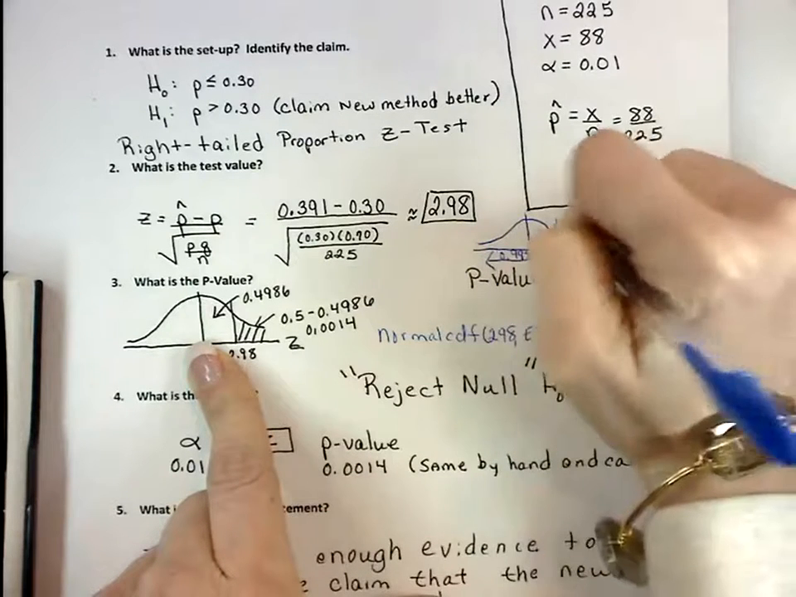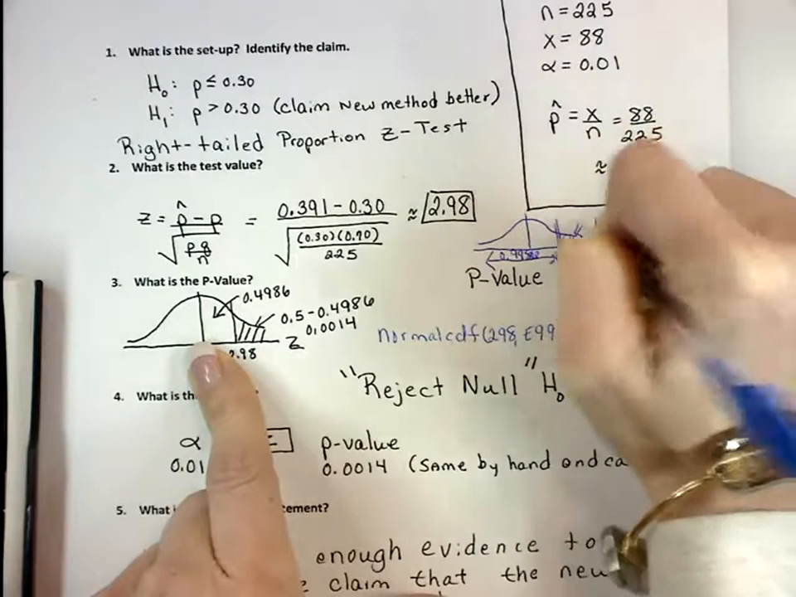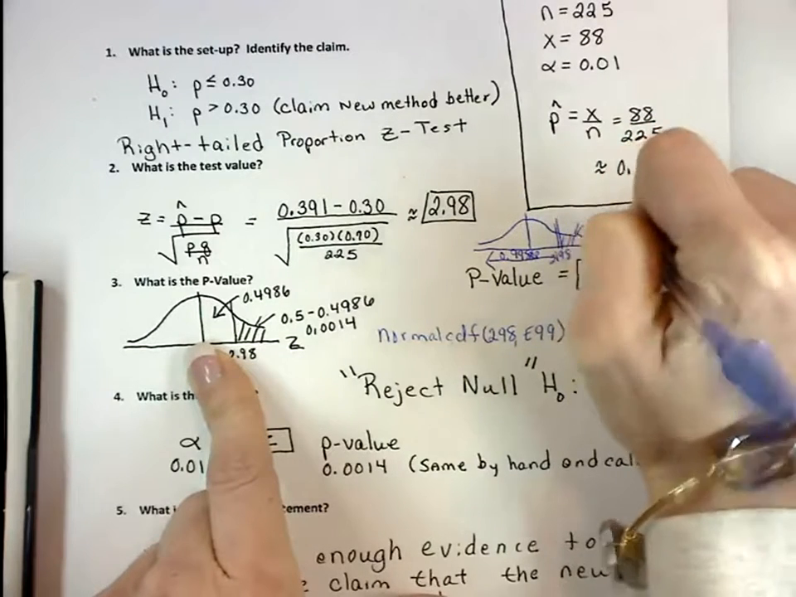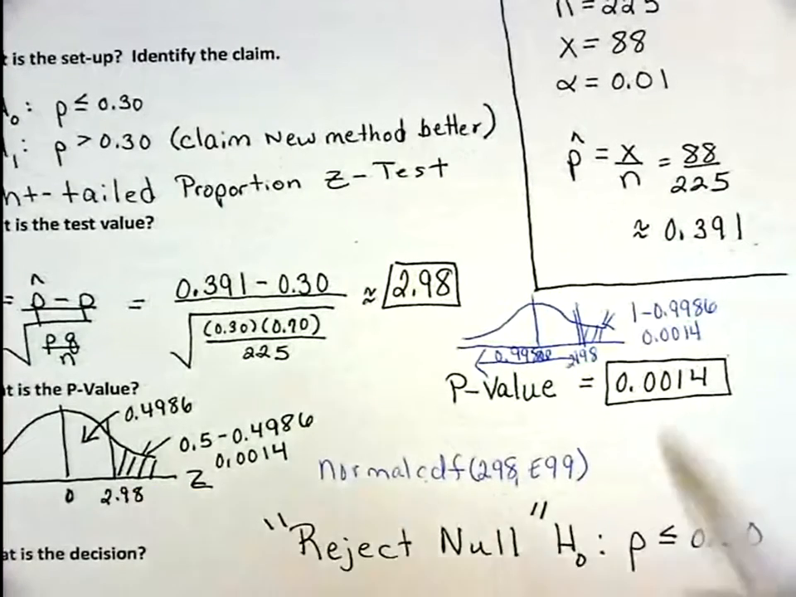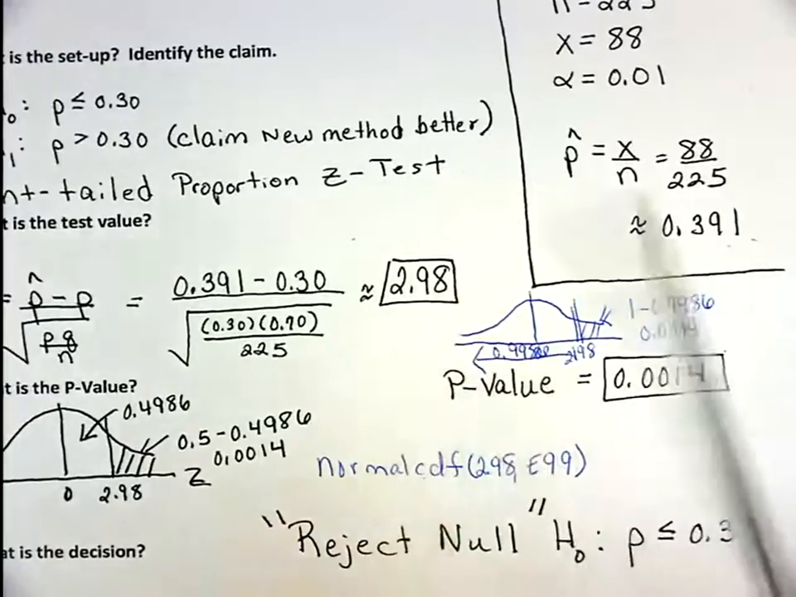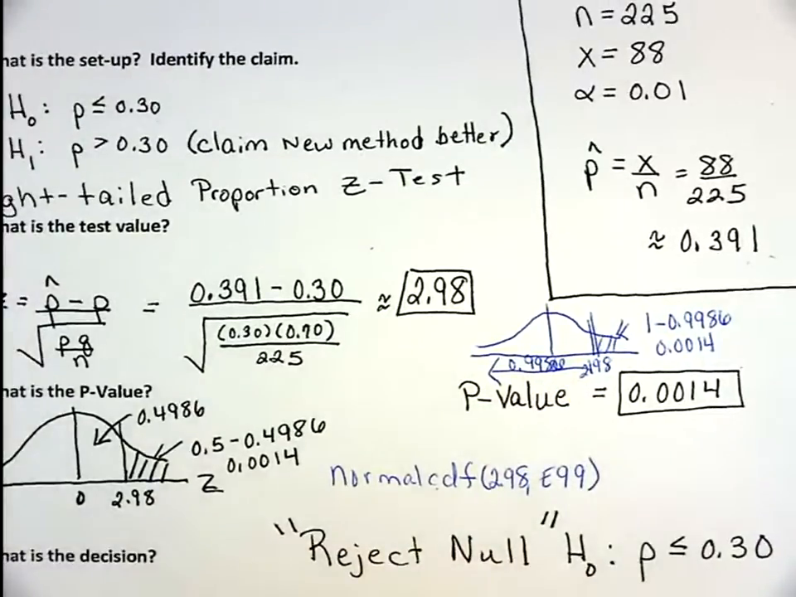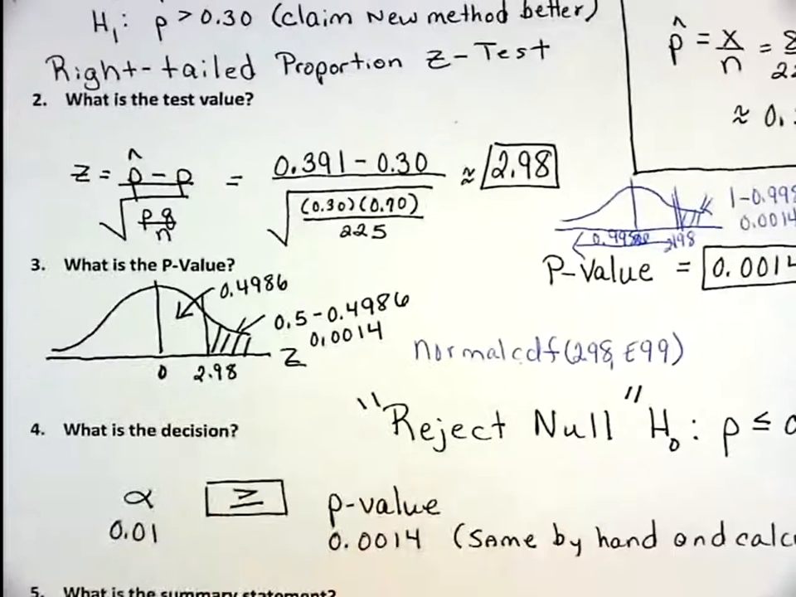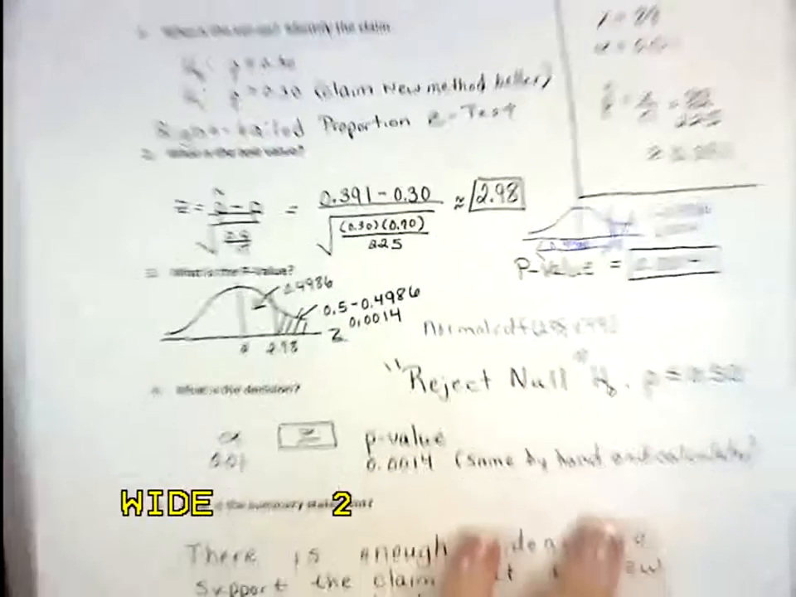So the area above it is 1 minus 0.9986, and that's 0.0014 there with the 2-page Z-table. So look up your test statistic as a Z-score, 2.98. The area below it is 0.9986, and then 1 minus 0.9986 is 0.0014. And you do not have to double it because this is a right-tailed proportion Z-test.